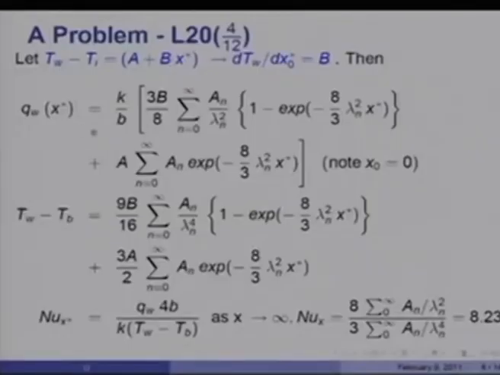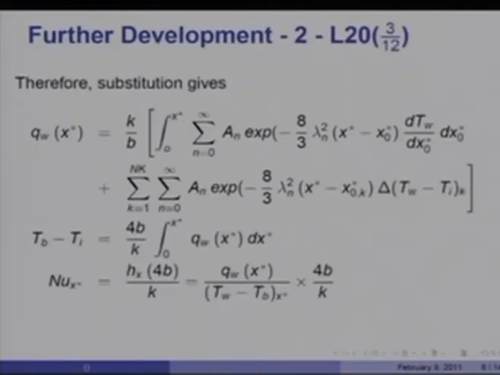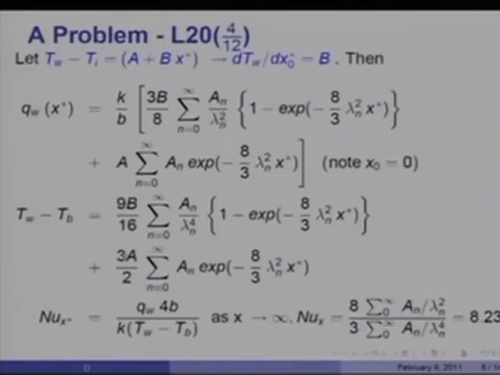So, once you have obtained q wall in this manner, T wall minus T bulk would simply be given by 9 b by 16 a n by lambda n 4. You can see that here T b minus T I, which is an integral of q wall x star. So, I have used that and added T wall minus T I, then you get 9 b by 16 sum n equal to 0 to infinity a n by lambda n 4 and this term plus the step jump part, which is that. So, as a result, you will get Nu x equal to q wall 4 b divided by k into T wall minus T bulk.